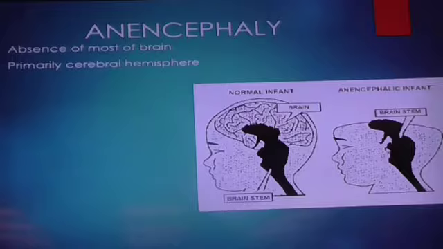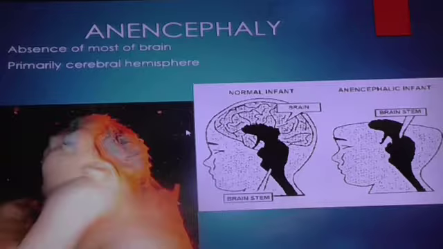So it's very hard to find any of these pictures in animals. So I have human pictures to sort of show you. So this is a normal infant with the brain stem right here, and in anencephalic animals or infants, you have absence of the cerebrum. So this is a person, child.